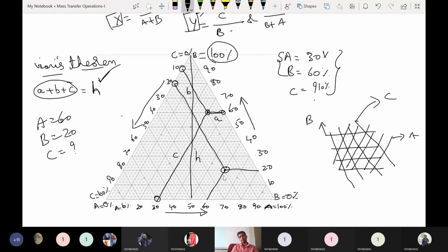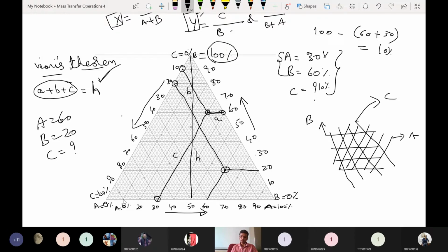Now, what is the use of locating this point? You might have a question: why are we locating it? Directly, we can calculate 100 minus 60 plus 30, which is 10 percent. We can directly calculate, so what is the use of this graph? There is no need for this graph. No, there is a use of this graph.